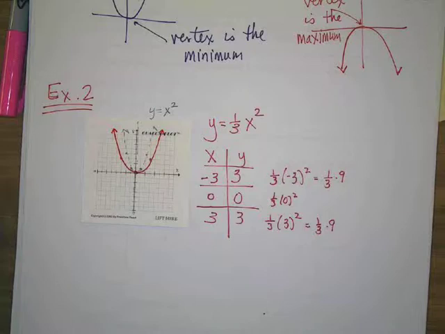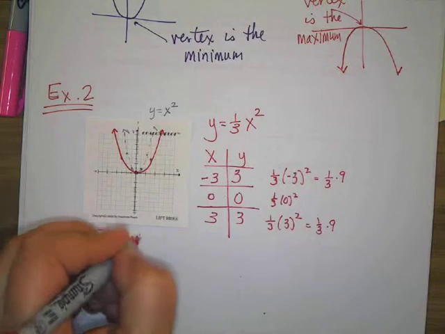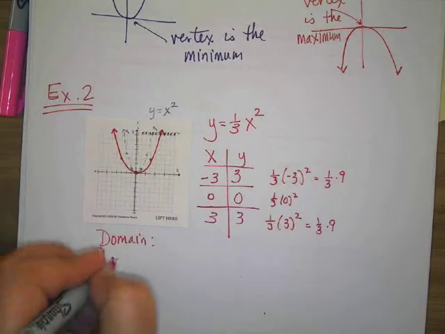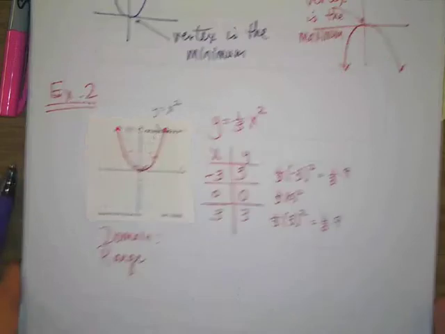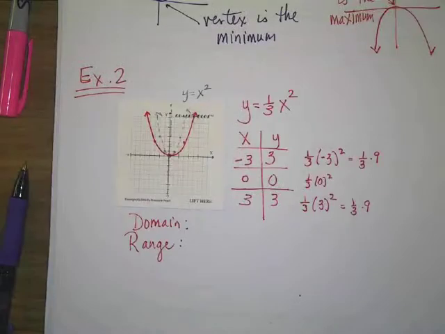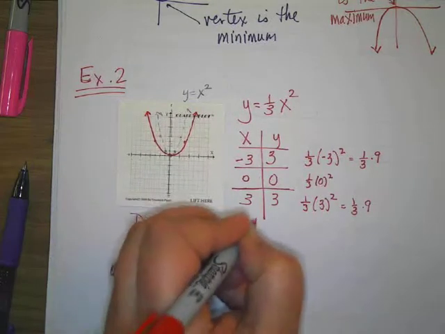They also asked us to find what the domain and range is. So let's review what this is. And I think you talked about it last year. It's been a while, so let's talk about it again. So domain is everything you can pick for x. Is there any limit on what I could put in for x, for my x value? I could pick any x value I wanted. So your domain is all real numbers.